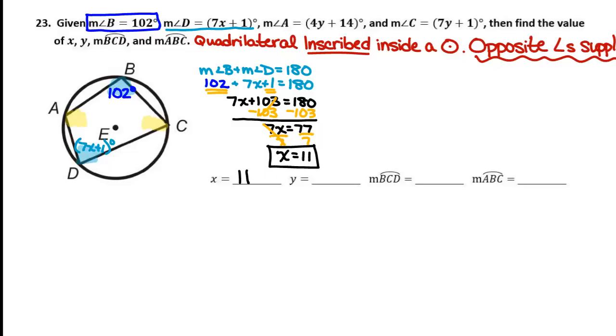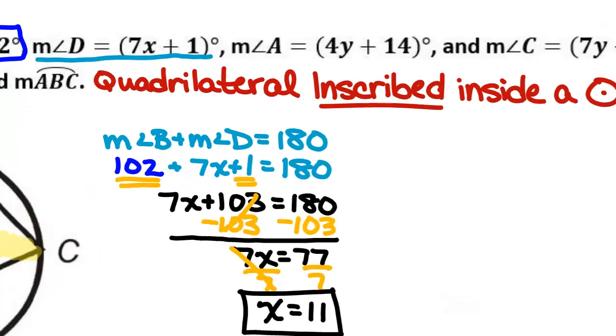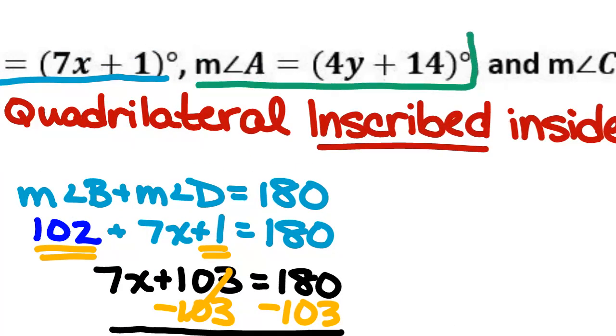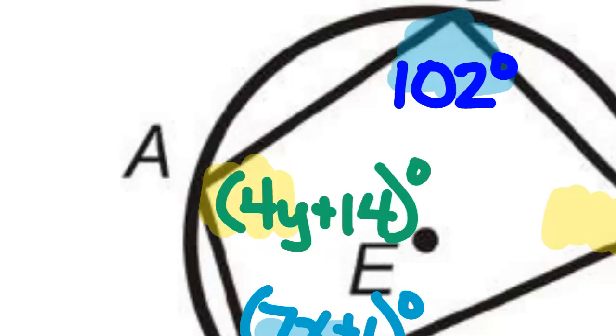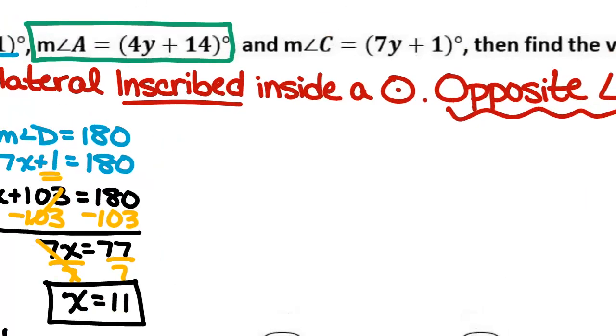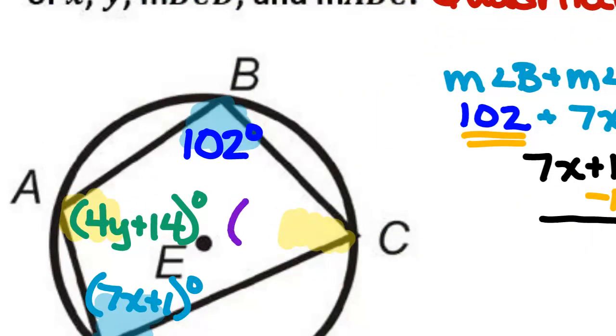All right. Got it. Then we have angle A is 4y plus 14 degrees. And angle C is 7y plus 1 degrees.